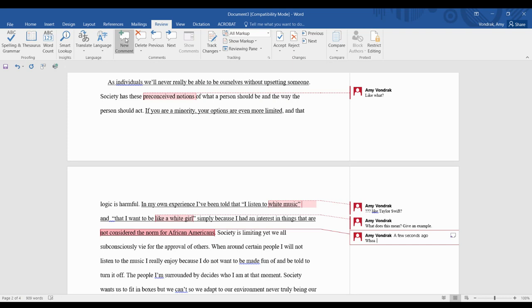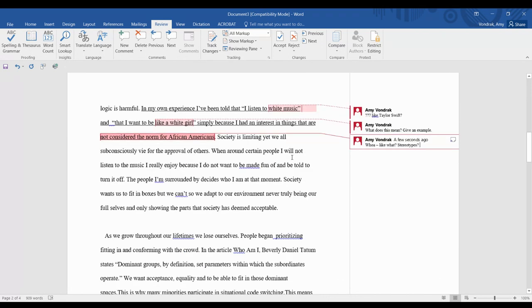I'm like, whoa. Like what? Does this mean stereotypes? Like we have stereotypes that white people like mayonnaise, and if you're Black and you like mayonnaise, that makes you white. I think mayonnaise is gross, by the way, but that's just me. So, okay, we're going on.